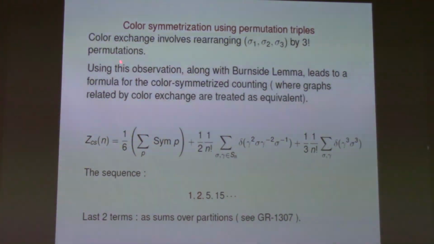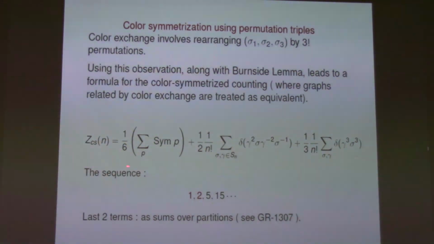Well, color exchange, you can also describe very nicely in terms of these permutations. You have this triple sigma 1, sigma 2, sigma 3. Basically, I can introduce a new equivalence where sigma 1, sigma 2, sigma 3 is equivalent to sigma 2, sigma 1, sigma 3, or any 3 factorial reordering. So you can count with this extra equivalence when you are reordering these sigmas. And again, you apply the same Burnside lemma stuff. You can get a formula in terms of delta function, and there is a new sequence.